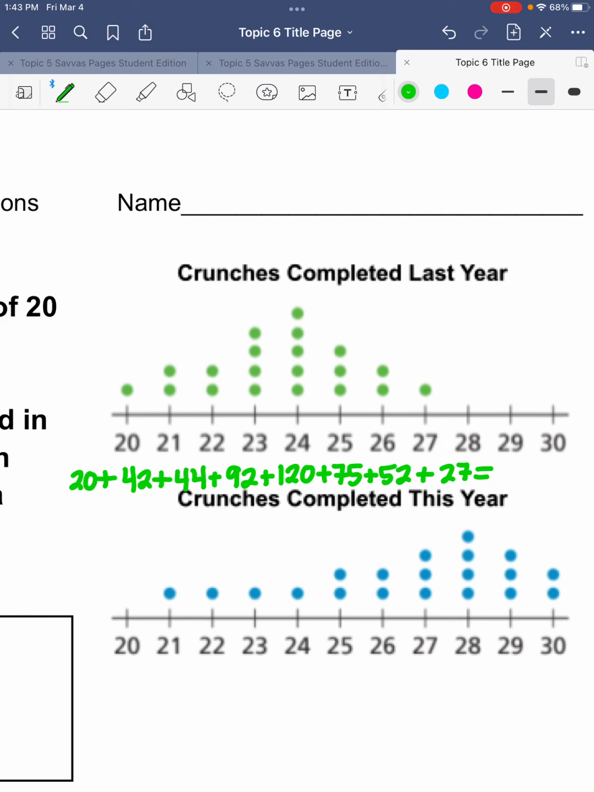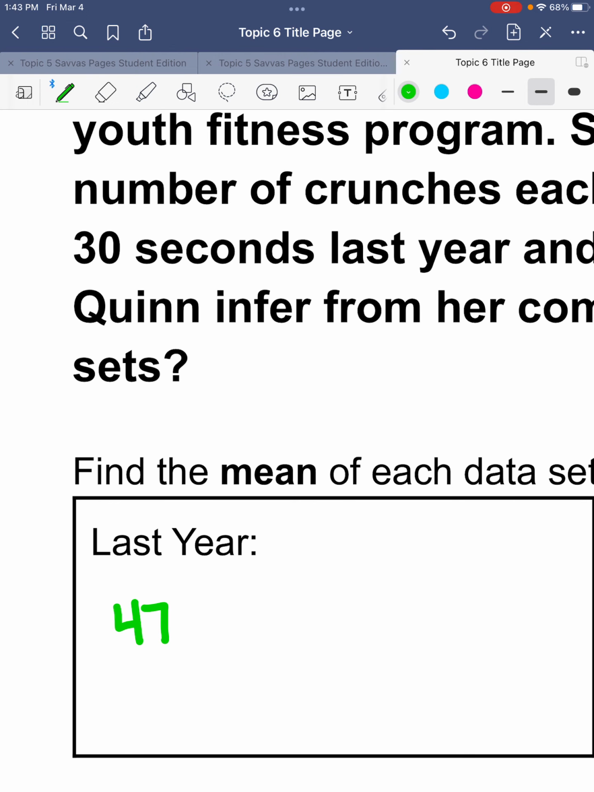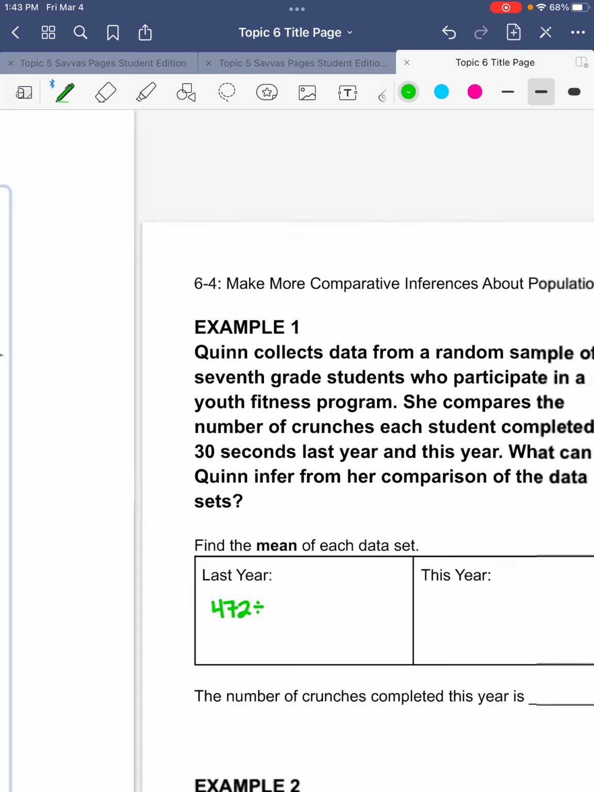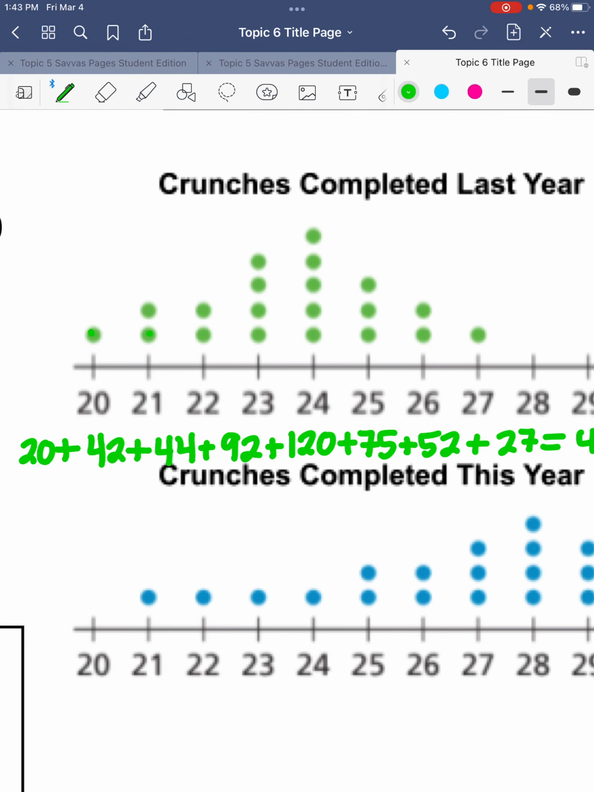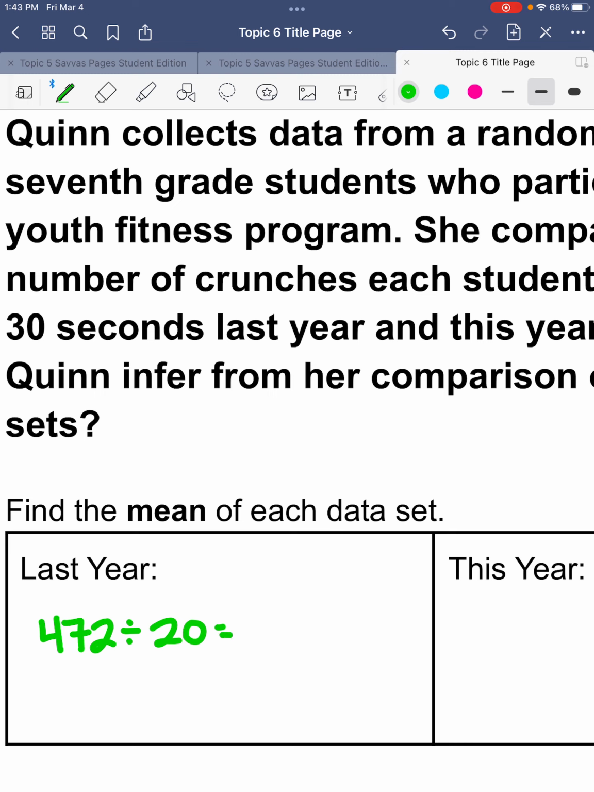And when I put that in my calculator and add that all up, I get 472. Now, 472 is the total of all my data. It is not my mean. To make that my mean, I take my total, 472, and I divide by the number of dots. If you go back and count the number of dots, 1, 2, 3, 4, 5, 6, 7, 8, 9, 10, 11, 12, 13, 14, 15, 16, 17, 18, 19, 20. There are 20 dots. So 472 divided by 20, when I put that into my calculator, I get 23.6. That right there is my mean.